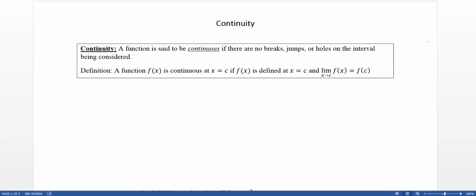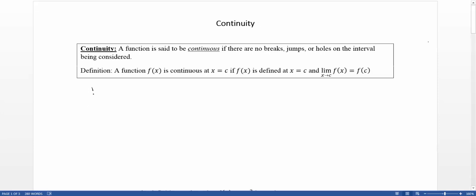The mathematical definition for continuity is a function f of x is continuous at x equals c if f of x is defined at x equals c and the limit as x approaches c of f of x equals f of c. So what that means is we're going to have something that's continuous if as we approach the value in the independent direction, the limit is equal to what we would get if we plugged that number directly into the function. So let's look at just a couple quick pictures of graphs that are and are not continuous.